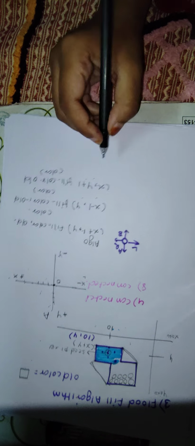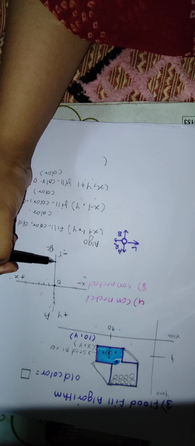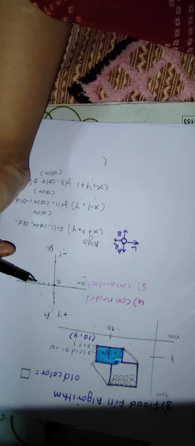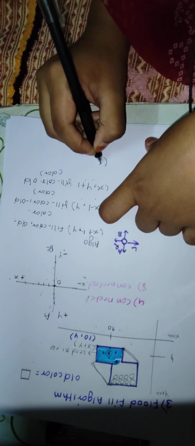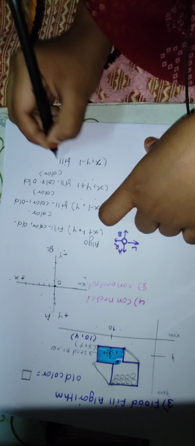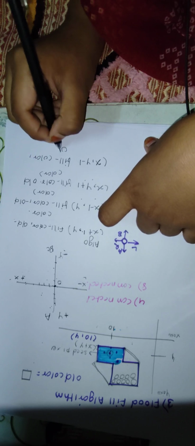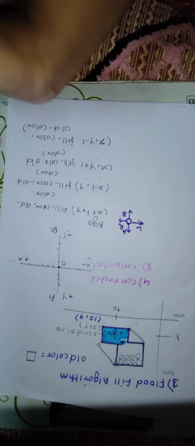Now the last point in the 4 connected approach: we are going in the below direction. In the below direction y is decremented and x must be constant. So the y values will be decremented, so x will be constant and y minus 1 is our condition. Now we give the fill color in place of the old color, and our new color will be sky blue.